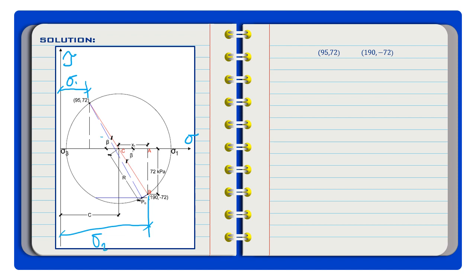So, kung mapapansin natin, equal naman ang magnitudes ng shear stress natin. The difference is such that negative yung isa, positive yung isa. So, ibig sabihin, ang partner ni 190 ay si negative 72. So, ibig sabihin, nandun siya sa quadrant 4, while 95 and 72 is in quadrant 1.